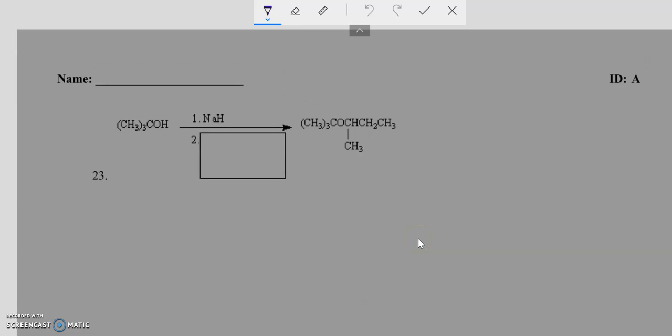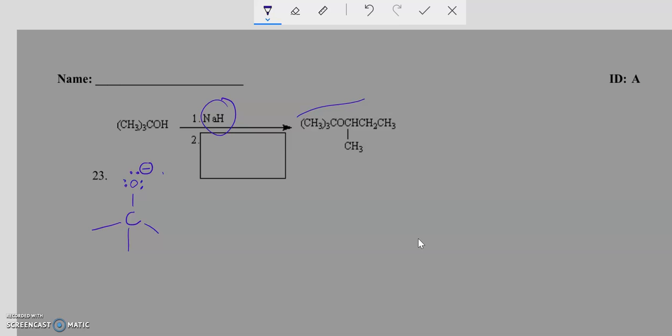On the last question, we have an alcohol, right? Let me draw the structure here. This is a tertiary alcohol. So CH3, CH3, and CH3. We have a sodium hydride here. It's going to get rid of this hydrogen. So we're going to have an alkoxide, negative charge. And this alkoxide will need to be treated with something so that we can get this product.